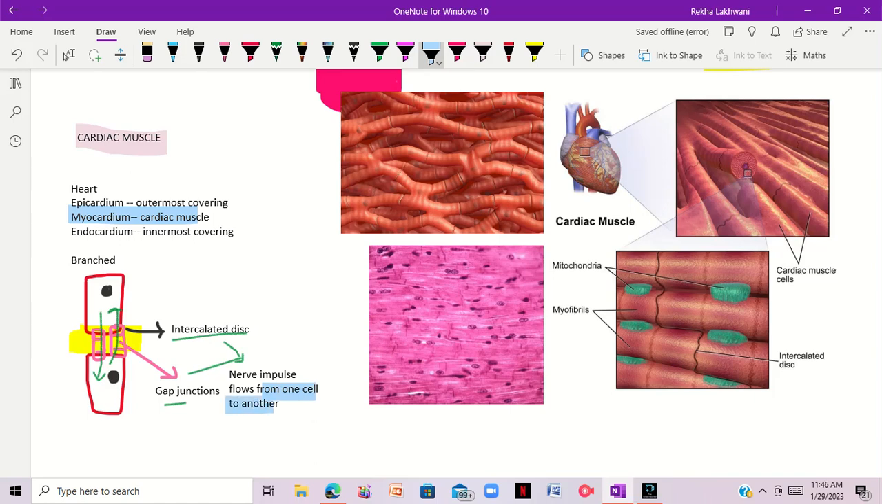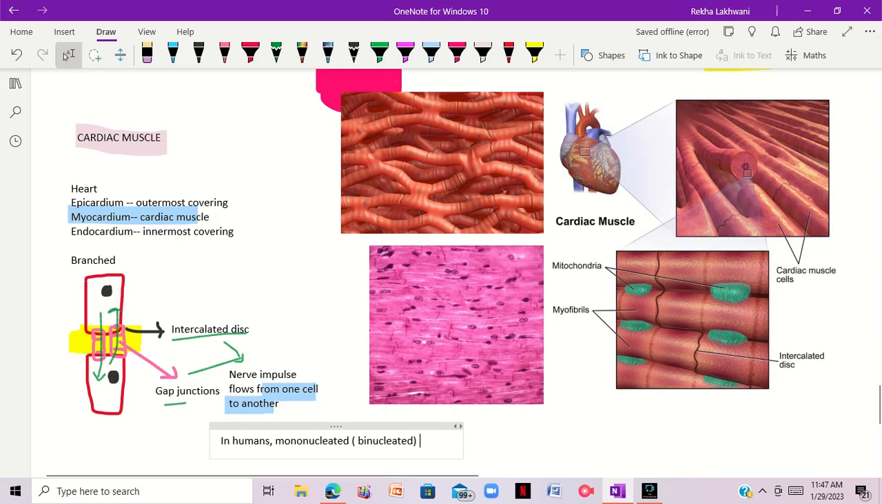One more thing: in humans, these cells are basically mononucleated, though I have read in some books that they are binucleated too, but not multinucleated. In other organisms they are multinucleated, but in humans they are mononucleated. Somewhere it is written mononucleated, and somewhere binucleated. So most generally, we say it is mononucleated.